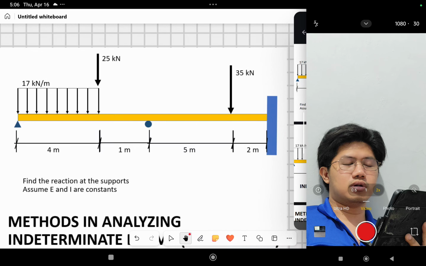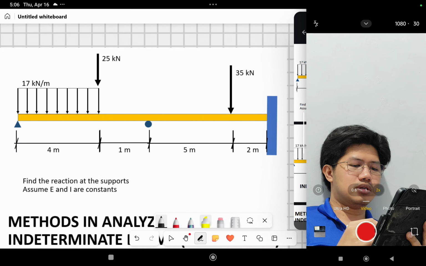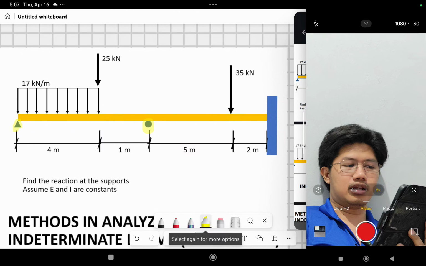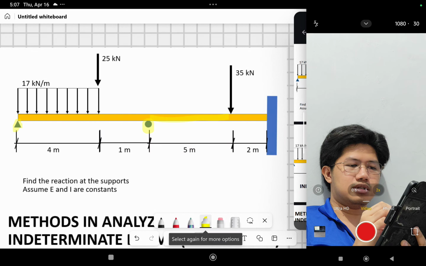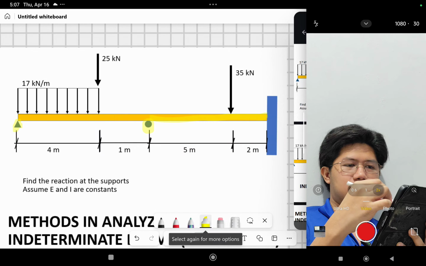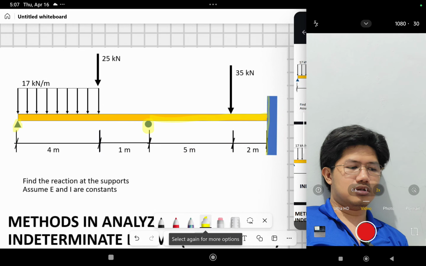So we are given a beam, okay, and it has a pin support, and then a roller support. But it does not end at the roller support. It extends, okay, more, and then it is connected at the right end with a fixed support. Okay, so meron tayong tatlong supports. Okay, so we have a pin, a roller, and a fix.